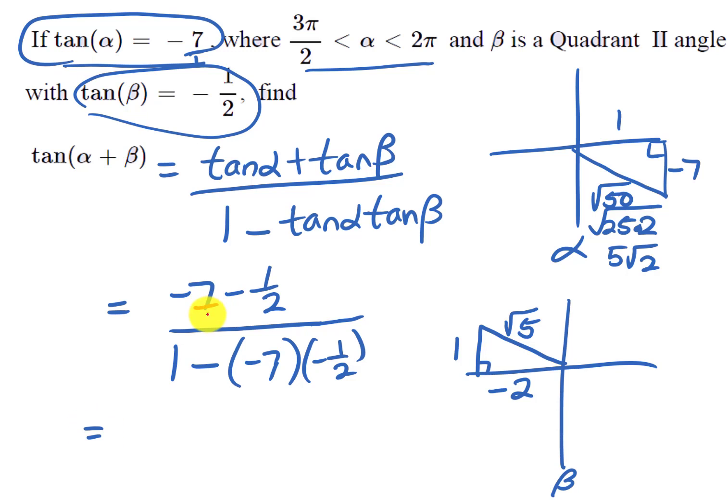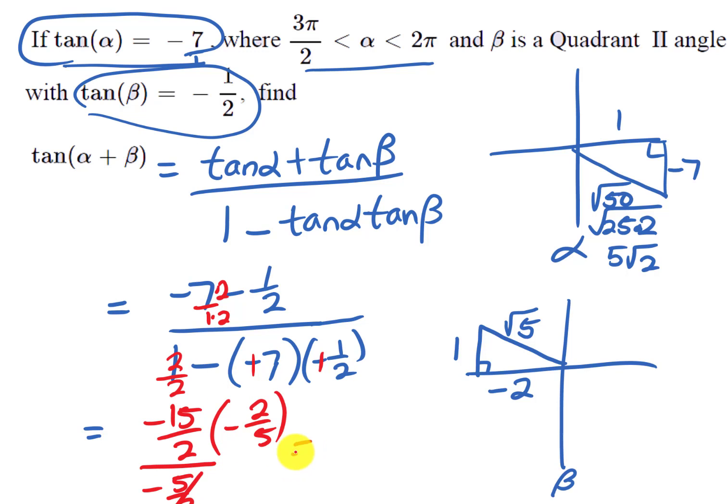The numerator, if I made it into halves, is -14 halves minus 1/2, so -15 halves. And the denominator, two negatives make a positive, and then we've got another negative here. So let's make this into halves. That's 2 halves minus 7 halves, so that's minus 5 halves. Now let's simplify that, so we'll invert and multiply. Negative times a negative will be positive, and the 2's will cancel, and 15 divided by 5 is 3.